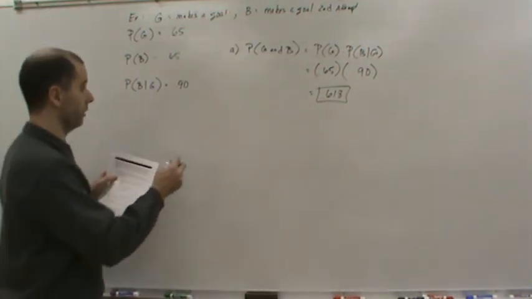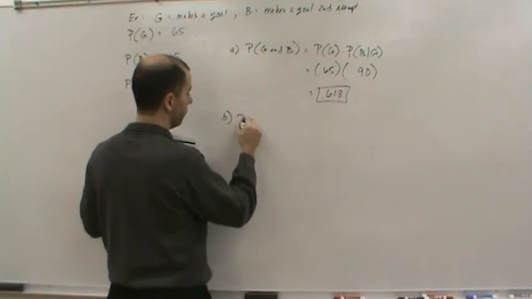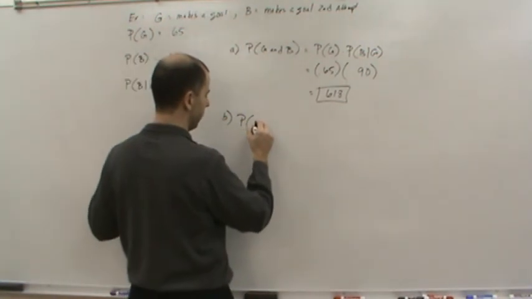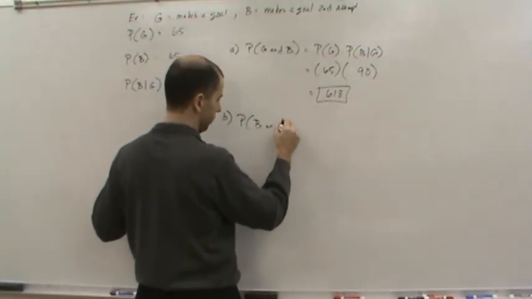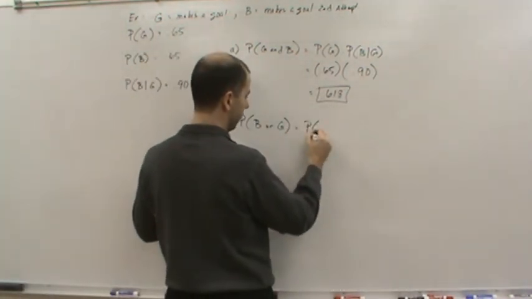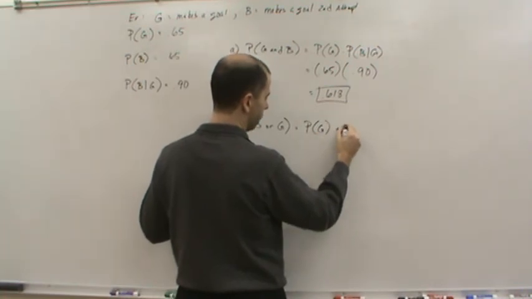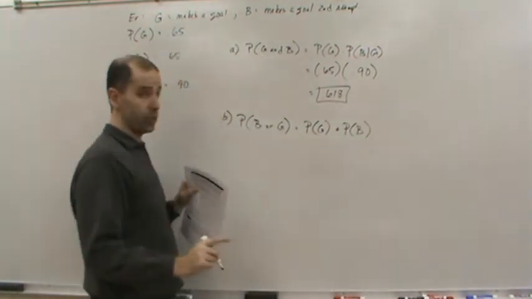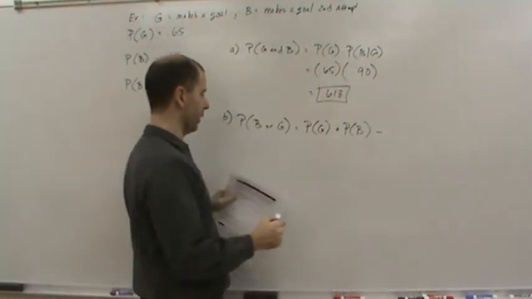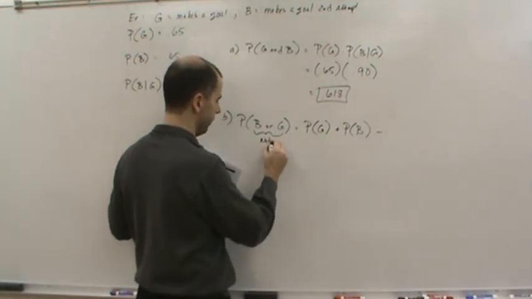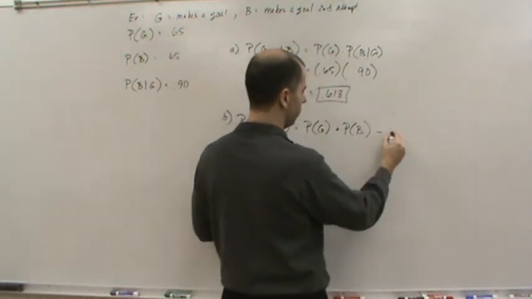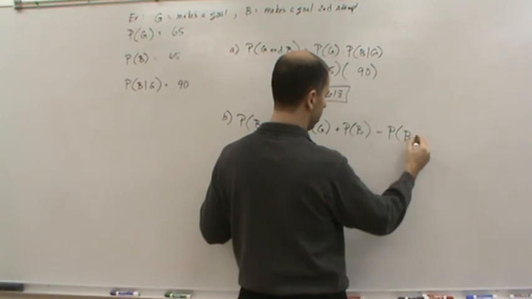Now part B says, what's the probability of him making the first goal or making the second goal? That's going to be G or B, it doesn't matter the order. So this is going to be the probability of G plus the probability of B. Now, they're not mutually exclusive, not disjoint, so we're going to have to use the general rule, and subtract off the probability that they both happen.